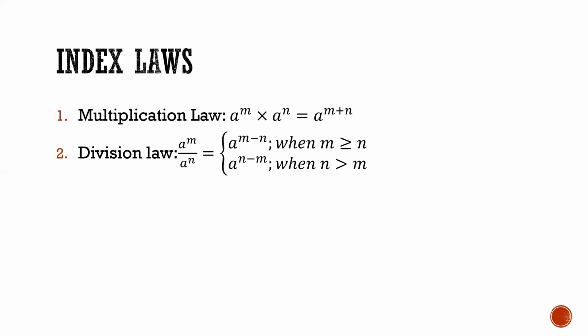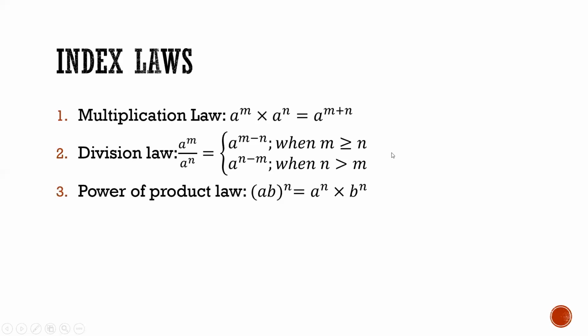We will subtract the power of the denominator from the power of the numerator when we are applying the formula in a CQ. But when we have to answer the MCQ, we need to know the exact conditions. If m is greater than or equal to n, then a to the power m minus n, and if n is greater than m, that is if the denominator's power is greater than the numerator's, then a to the power n minus m. So this was our second law, known as the division law.